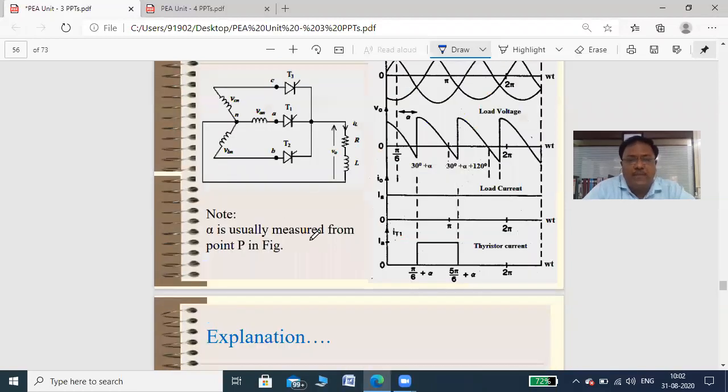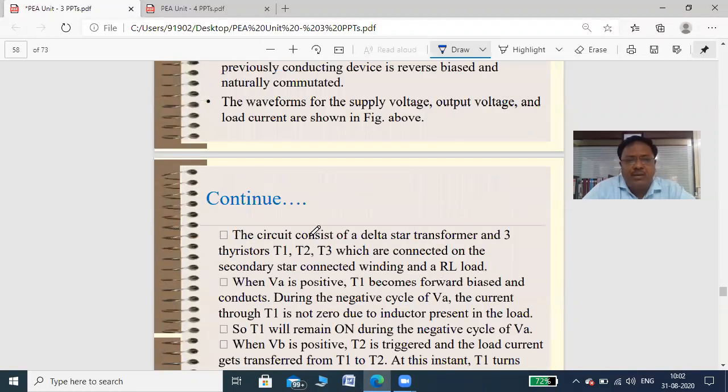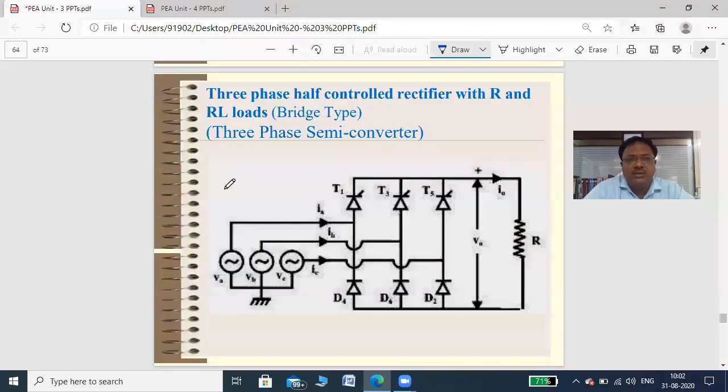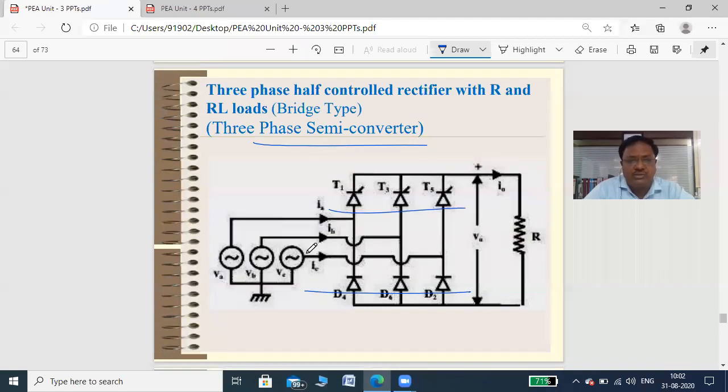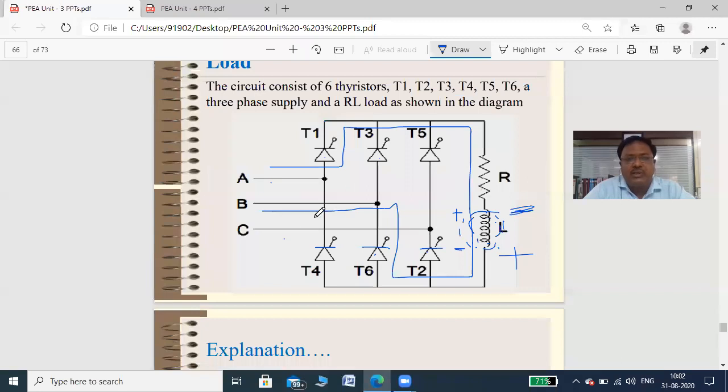Then with RL load, right? Then 3 phase half control, also called as a semi converter, 3 SCR and 3 diode, that we have discussed. Then the last one is a 3 phase fully controlled converter for R load and for RL load.